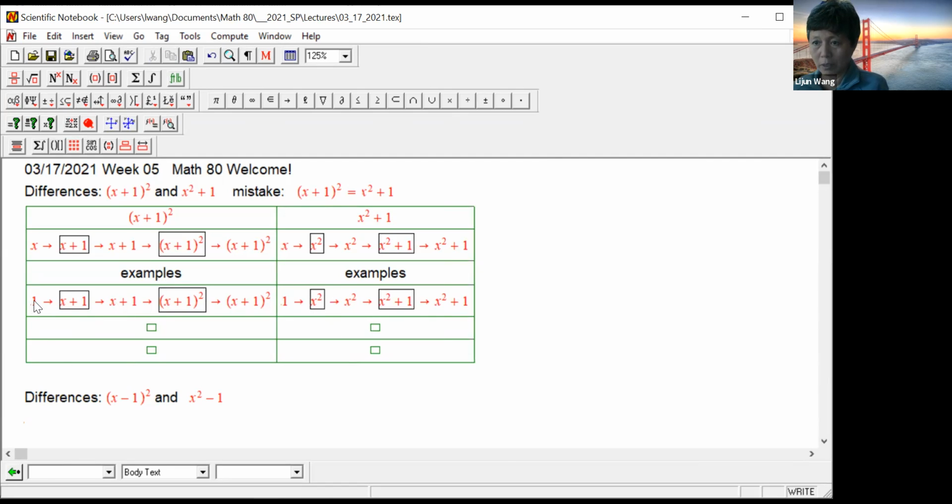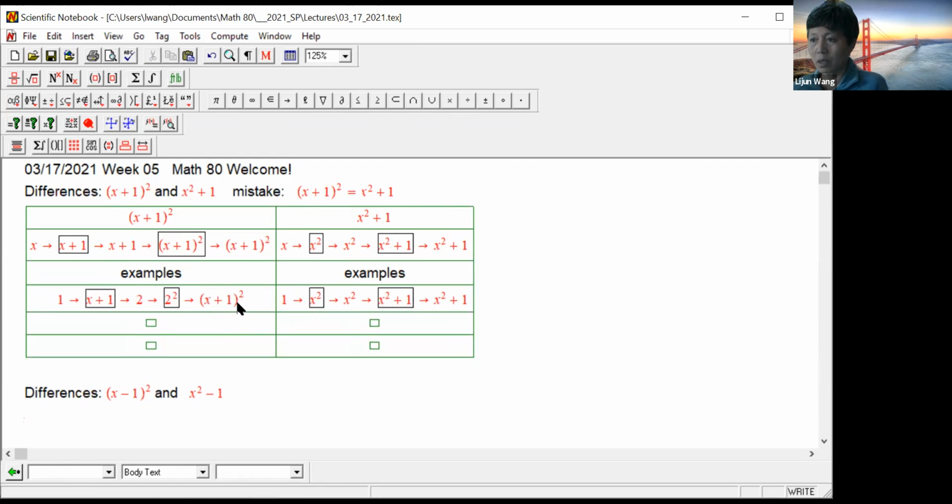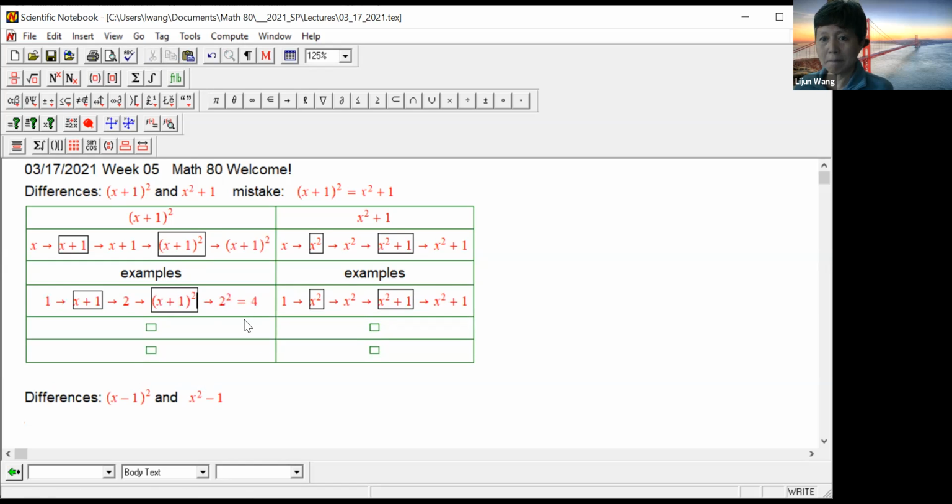So this will be 1. So 1 plus 1 is 2. So this comes out 2, and 2 is given to here. So that's going to be 2 squared. And over here is 2 squared. 2 squared, that's 4. Do you follow me? Does everybody follow me?